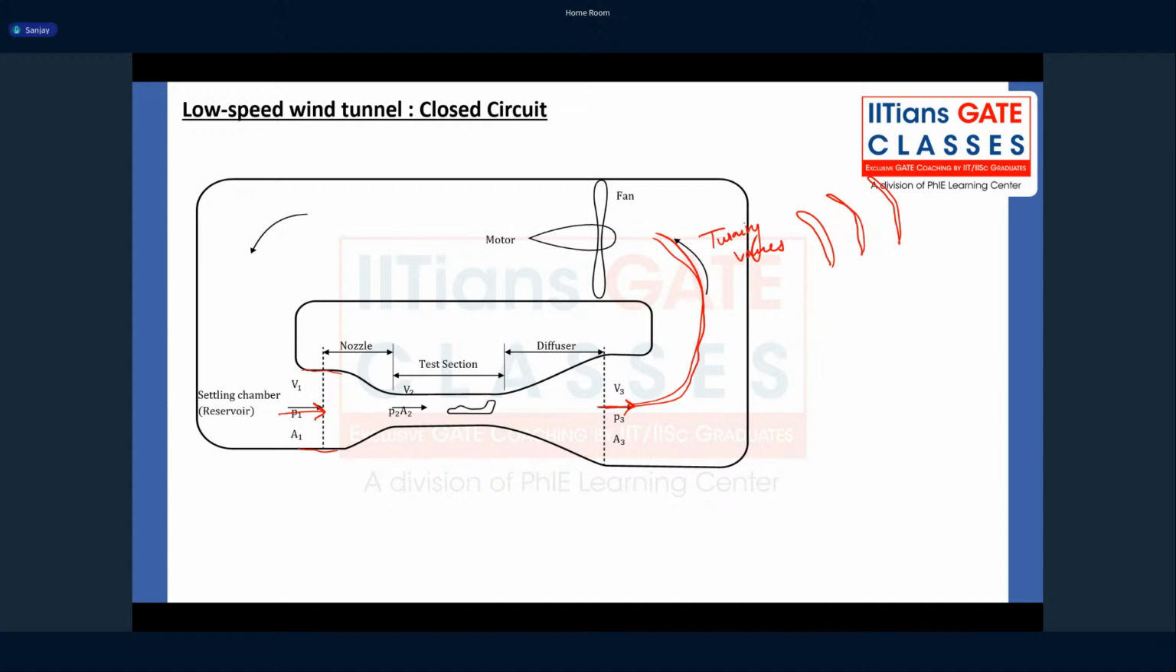Avoid turbulent flow, that you can avoid even in an open circuit because you have a settling chamber. Here also you have a settling chamber, right? You have honeycomb meshes which can remove the eddies. You can do that. What else? What else do you see?